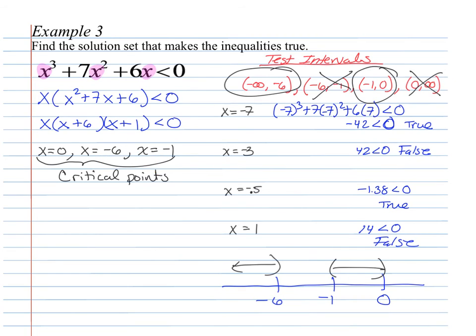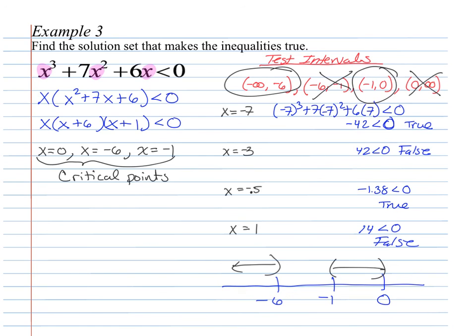Since those were my critical points, I have to test all the pieces, all the sections. I have to test from negative infinity to negative 6, from negative 6 to negative 1, from negative 1 to 0, and from 0 to infinity. So all of these little sections, I need to test if there's a solution in there. I identify specific numbers for each of those test intervals. I worked them all out. And I figured out that it was true from negative infinity to negative 6. It was false from negative 6 to negative 1. But everything from negative 1 to 0 was true. And everything from 0 to infinity was false.